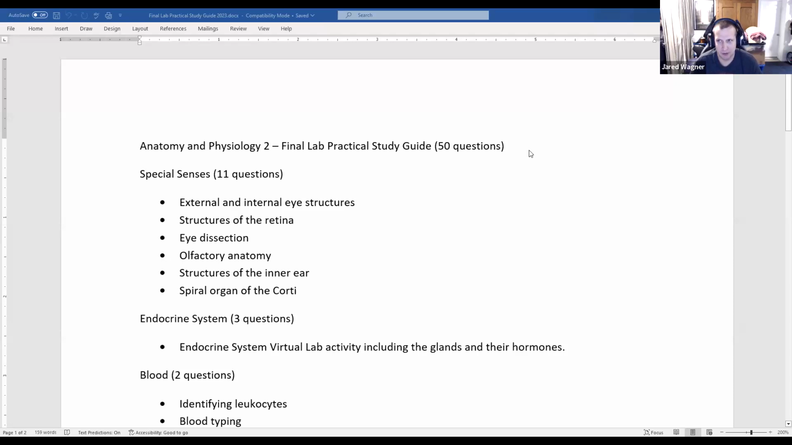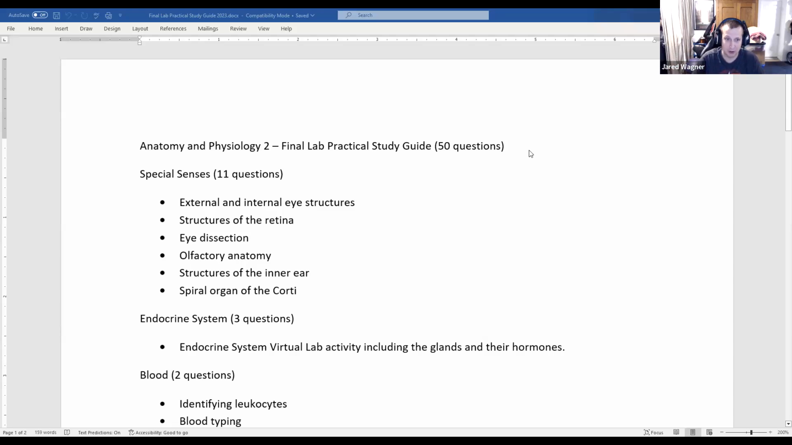So special senses, once again: the diagrams of the external and internal eye structures, the structure of the retina. Make sure you know the difference between the rods and the cones and the ganglion cells and the bipolar cells and things like that. The eye dissection, once again, look through the slides. Olfactory anatomy, so that's the olfactory epithelium with the olfactory bulb and the sensory cells and all that good stuff.